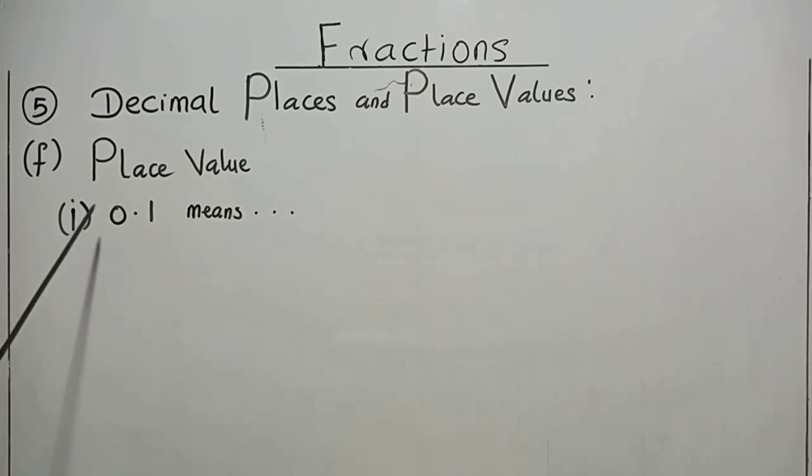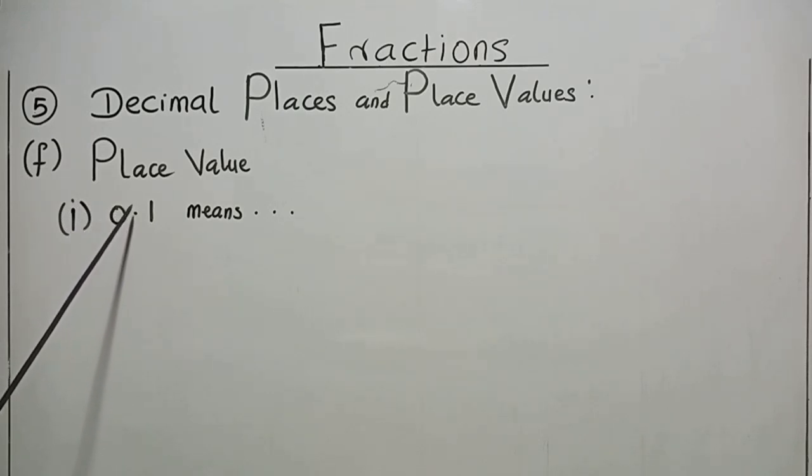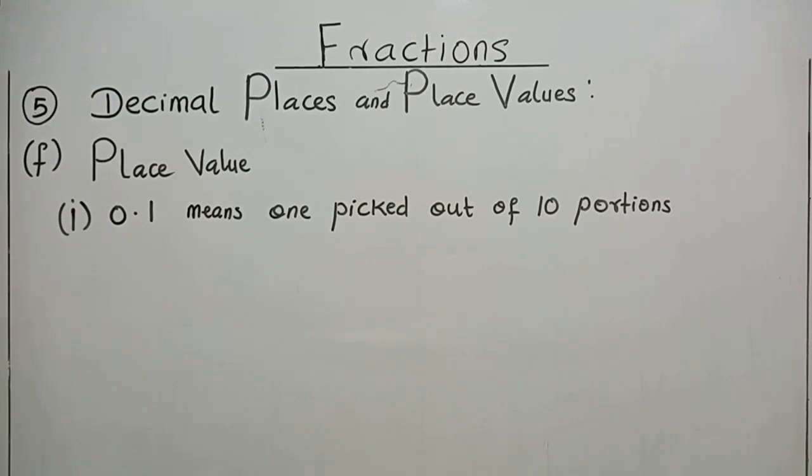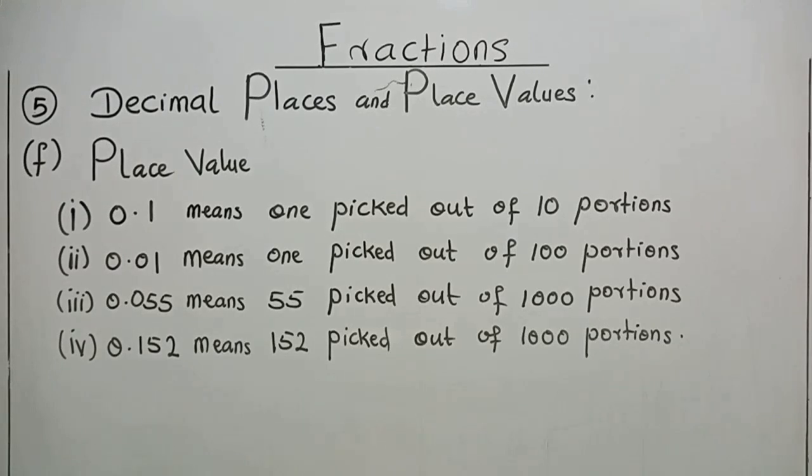To start with, what do you think this 0.1 means? Recall, if you can, just what is the meaning of this 0.1? Let me remind you. And that's the reminder. 0.1 means 1 picked out of 10 portions. Let us in like manner see how other decimal fractions written in dot forms or notations are interpreted. Please watch out. And here come the examples.